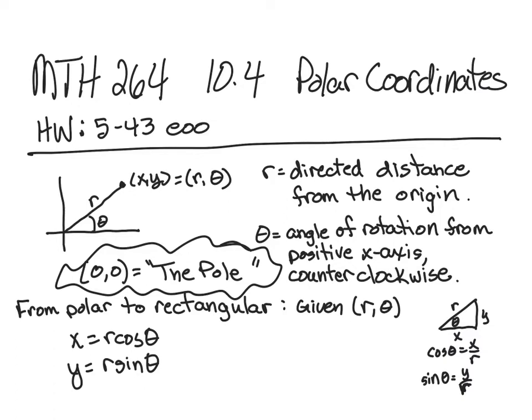Okay, now the book often refers to the pole, and the pole is just the origin, and it can be any angle. It's just where r equals 0.